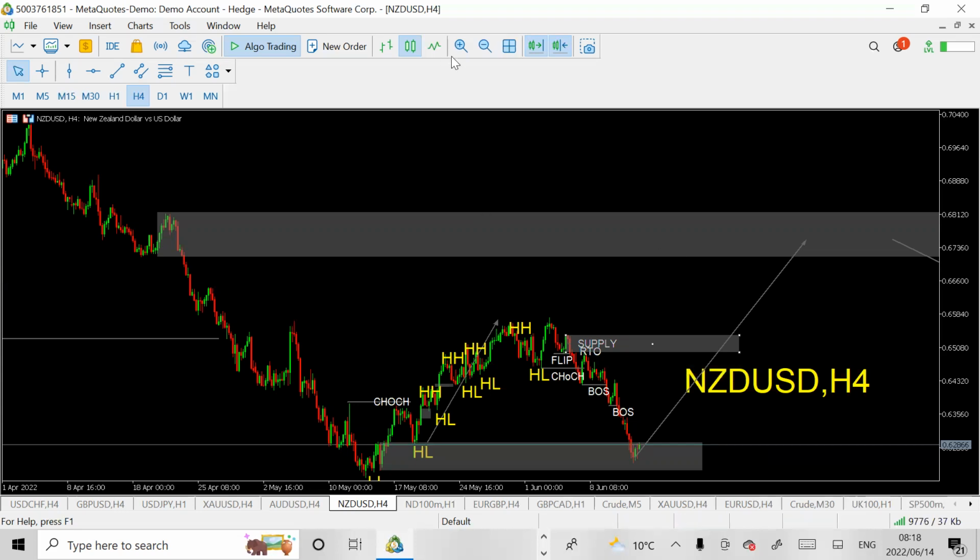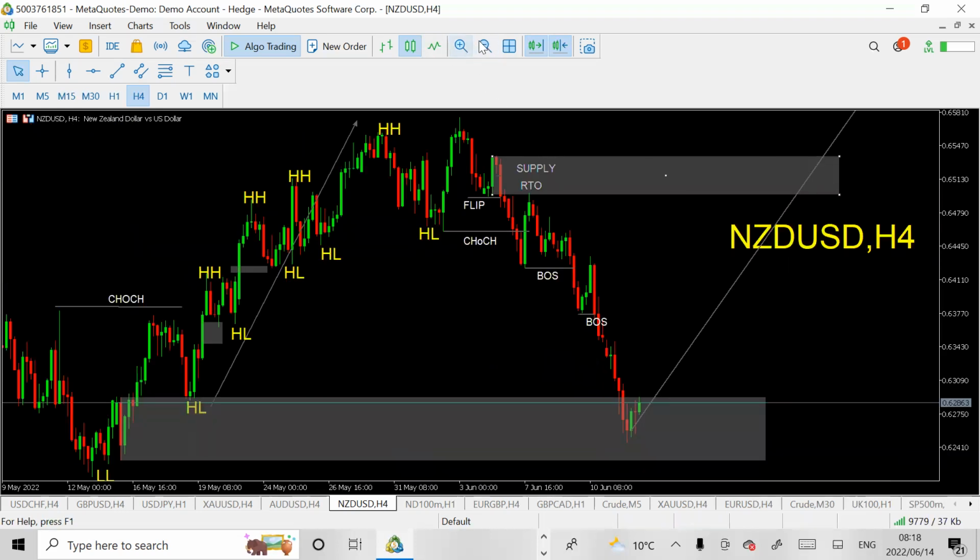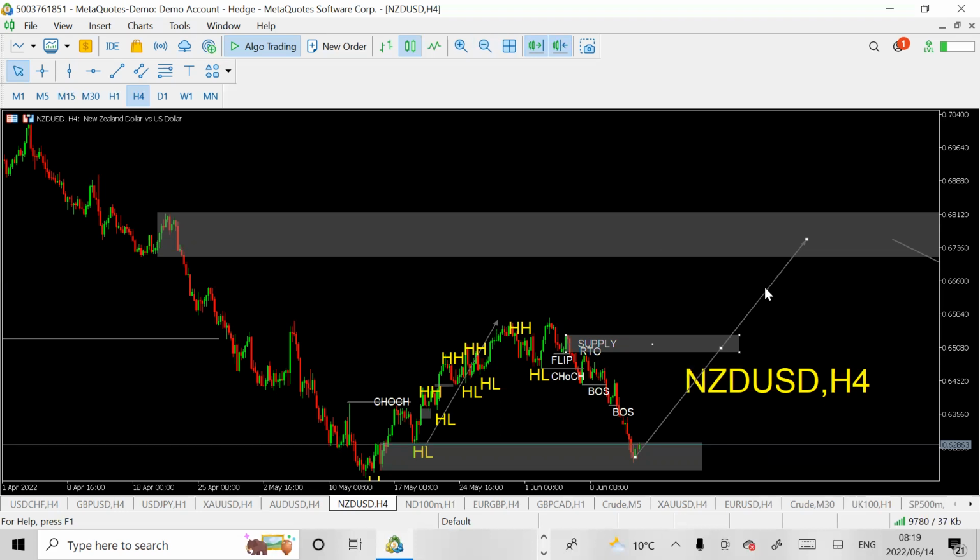Or otherwise, it can also do this. It can fail to make a return. It can also come and tap this order block. You see this order block? Yes. And it can decide to continue selling.